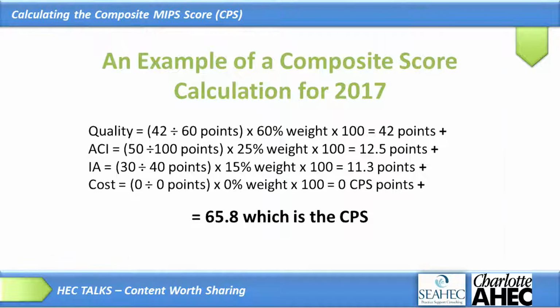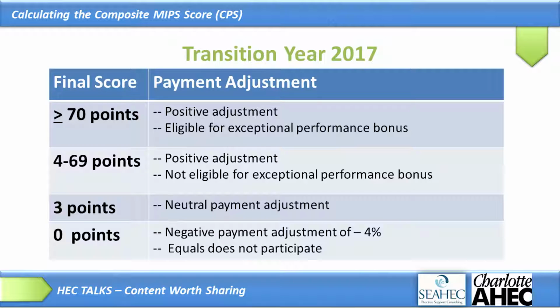So now what does that mean? The CPS has been calculated to be 65.8, and according to the payment adjustment table for the transition year 2017, there will be a positive adjustment but no eligibility for an exceptional performance bonus for the 2019 payment year.